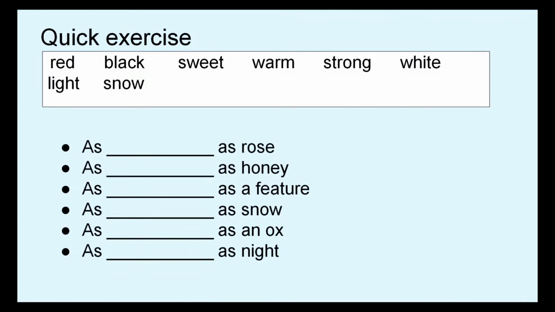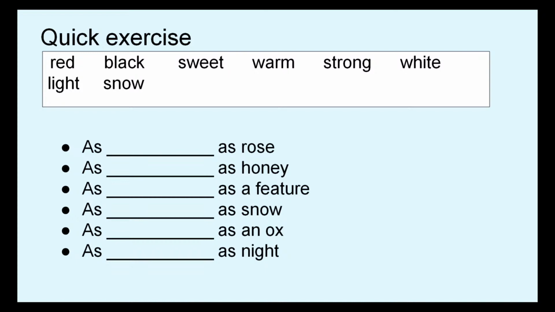Now coming to the exercise, you can see this grey box on your screen. Let's read these words before starting the exercise. The first word is red. You all are aware of red. Red is a color. Next is black. Black is also a color. Sweet, something sweet to eat, sweet to taste. Warm, something hot. Strong, which is hard, tough. White, it's also a color. Then we have light, we see light during the day. Snow. Now there are these blanks which we have to fill with the help of these words.